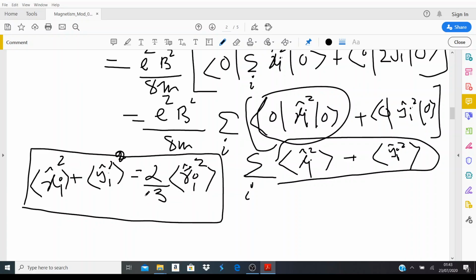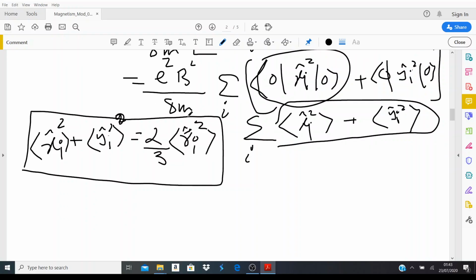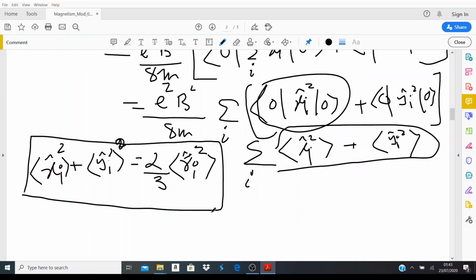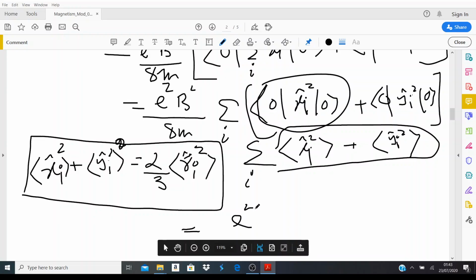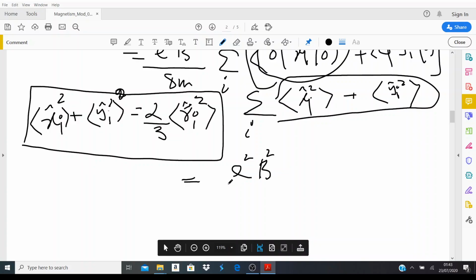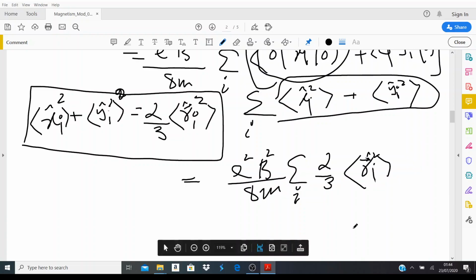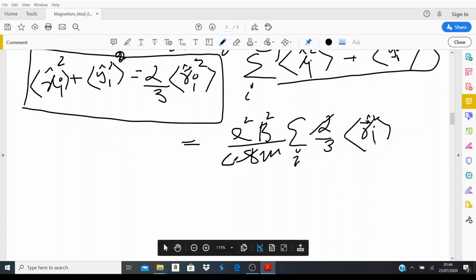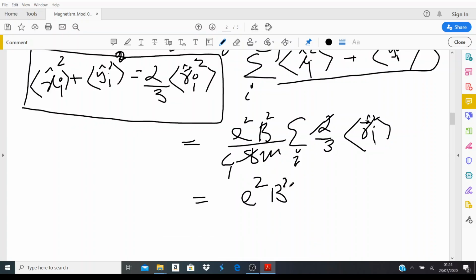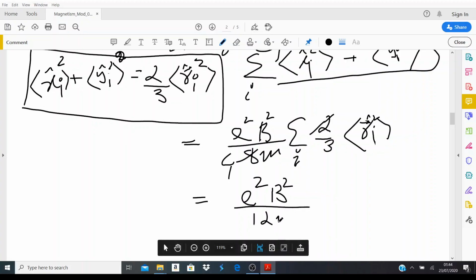So we can put this value 2/3 there, and we have e squared B squared over 8m, and we are still summing over i, but we need to put 2/3 of r_i squared here. And this 2 makes a 4, and 3 times 4 is 12. So we have the final expression for the expectation value: e squared B squared over 12m. We need to sum over this.